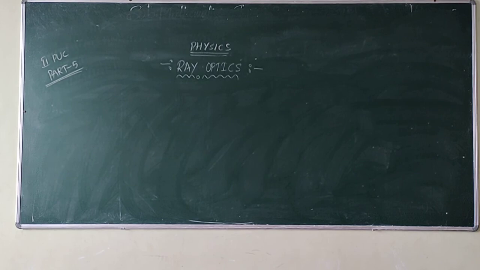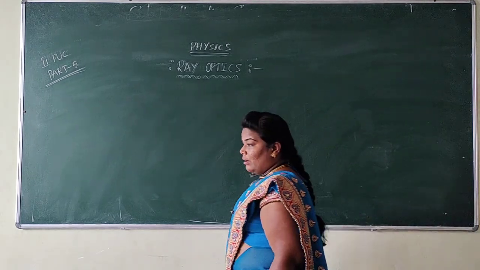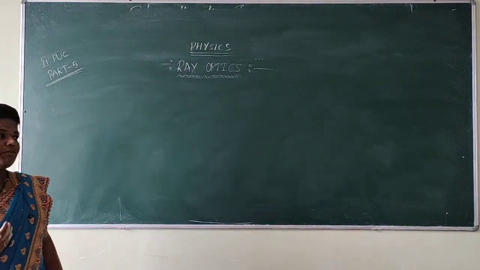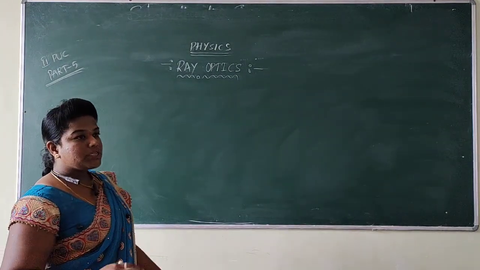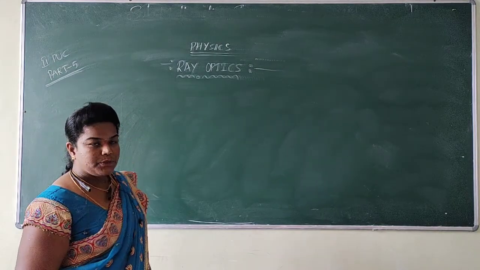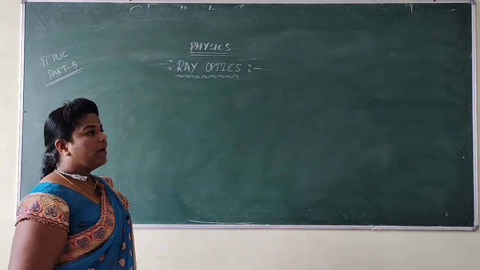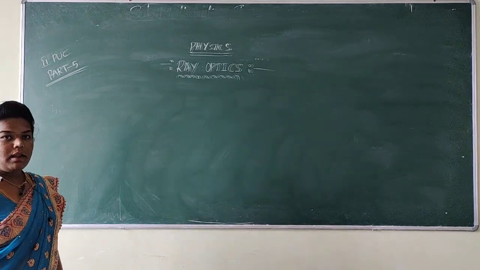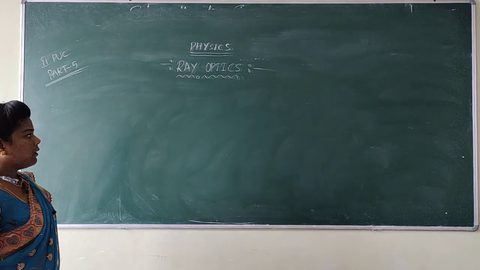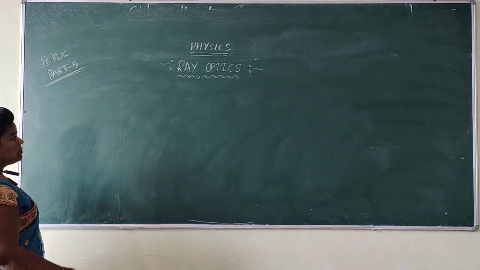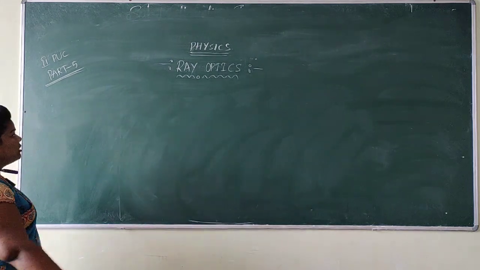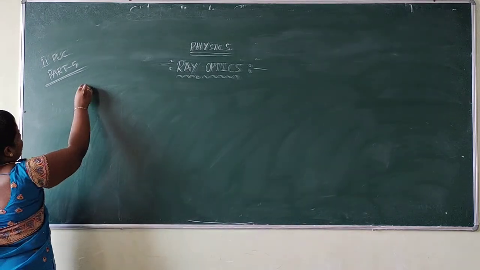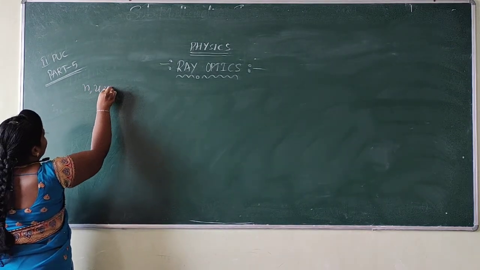I hope in the previous class we discussed the diagram related to the derivation of the relation between the refractive index and object distance u, image distance v, and the radius of curvature capital R. Now I am going to do the same here. I am going to write the diagram again and derive the relationship between n, u, v and R.